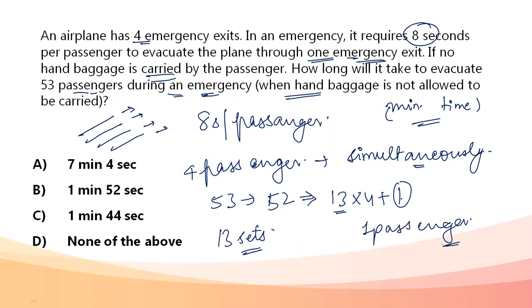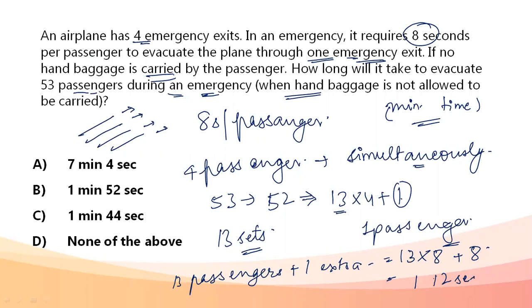So this actually becomes 13 passengers who are passing, plus one extra. So total time taken becomes 13 into 8 plus 8. When we solve this, it comes out to be 112 seconds. That is 1 minute and 52 seconds. Answer is option B. Okay, next.